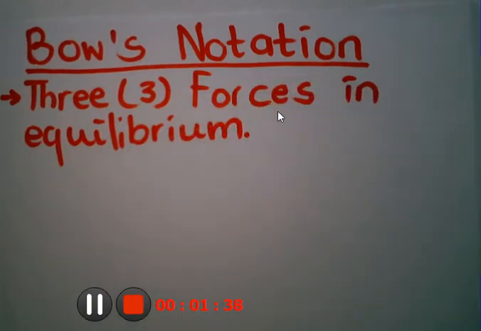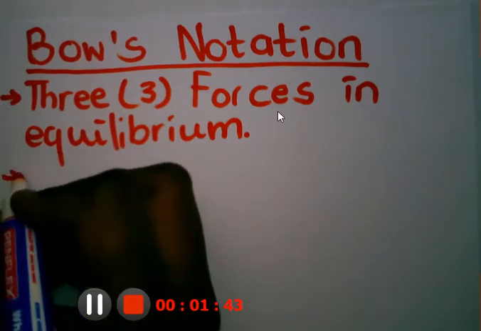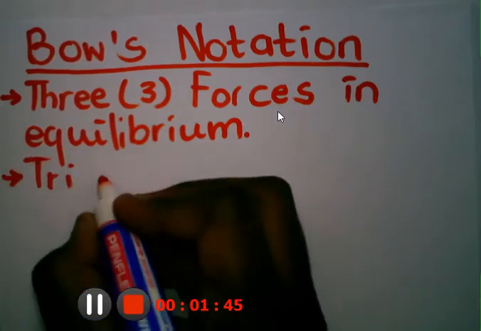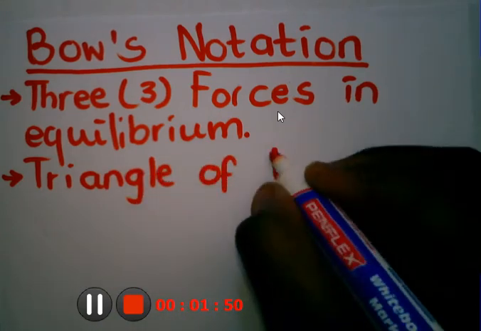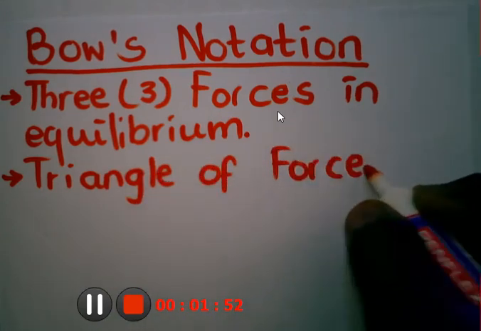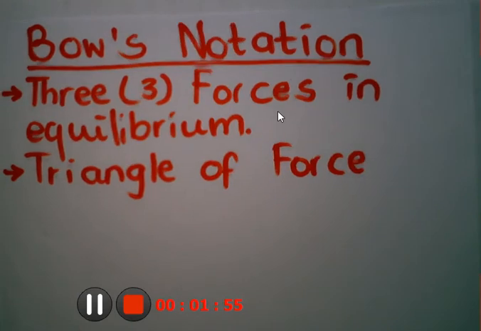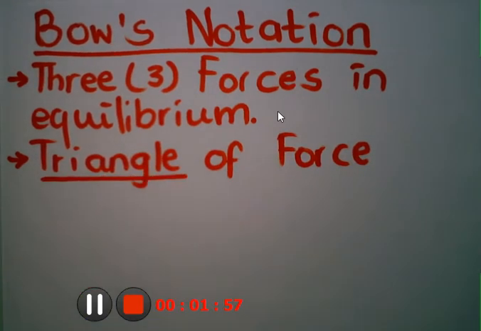Now, these 3 forces that are in equilibrium, we say this is a triangle of forces. Remember that the previous one was the parallelogram of forces. Now we are going to use a triangle. Triangle of forces is very interesting because as we move along we keep using different shapes. So when you have 2 forces you think of a parallelogram. When you have 3 forces you think of a triangle of forces.